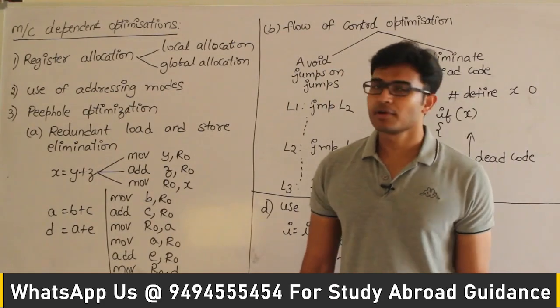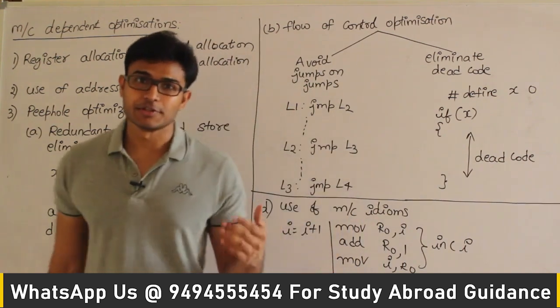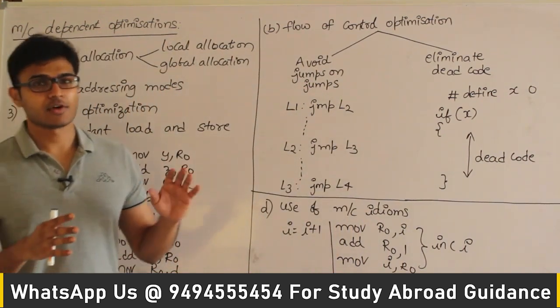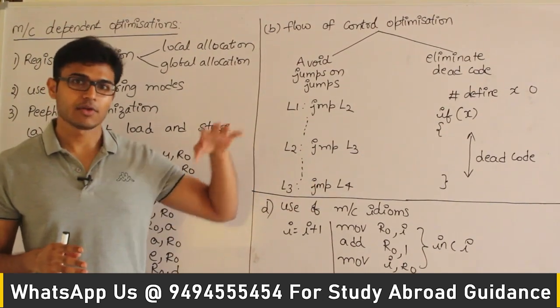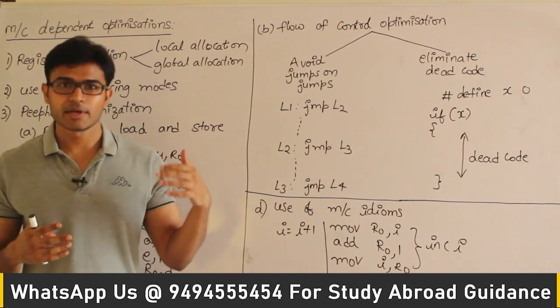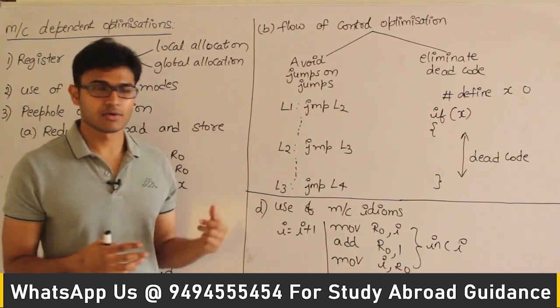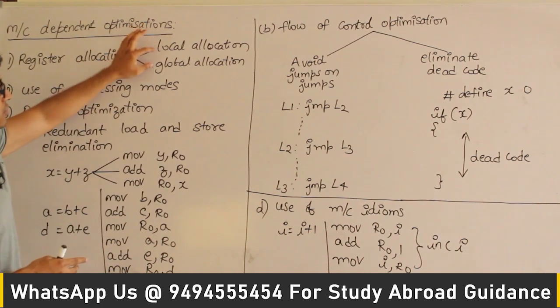Now let's see machine dependent optimizations. These optimizations are done depending on the machines, right? So it is not possible that we can do this optimization on all the machines, because depending on the architecture, the platform, we have some facilities already provided by that platform. So depending on that, we are going to do this. Okay. So the first one is register allocation, local allocation and global allocation.